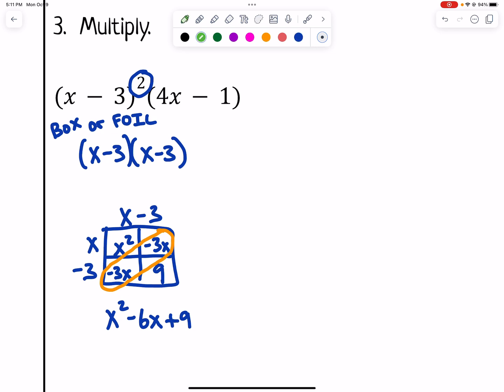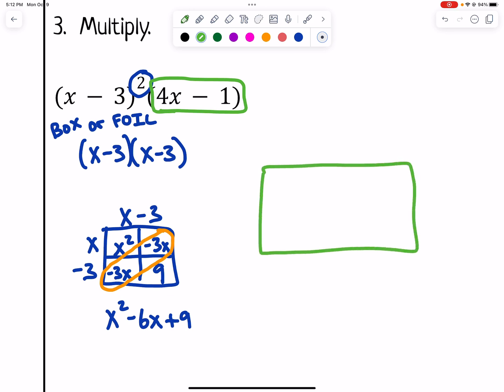But then I'm going to multiply that by this other binomial that's here. So I'm not finished yet. I need to use a bigger box. And again, I'm just choosing the box method since it's popular, but you could do it by distributing as well.